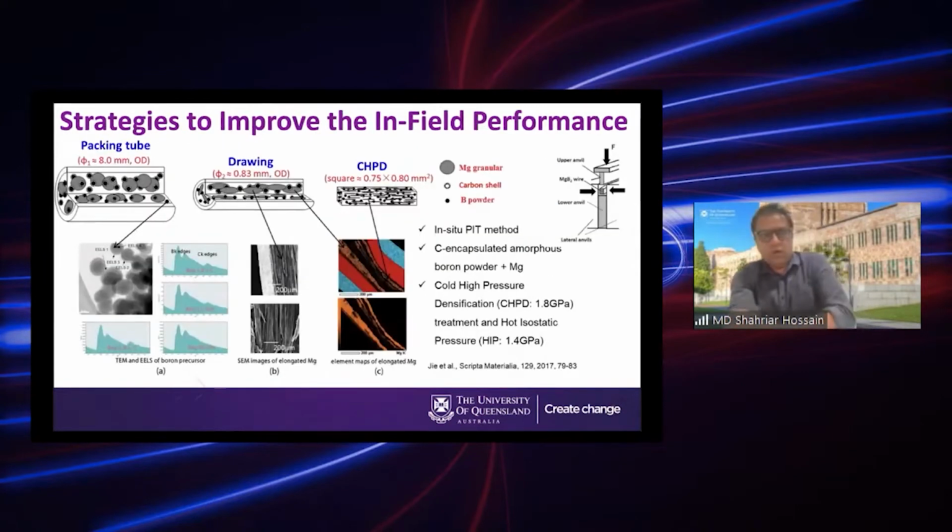So this is one of our works, we actually did it in 2017. The strategy we used was carbon doping, carbon encapsulated boron. Then in drawing you see the elongation of the magnesium because of its ductile property, and then we apply the cold high pressure densification, which we first reported when I was at the University of Geneva. So that's CHPD, cold high pressure densification.